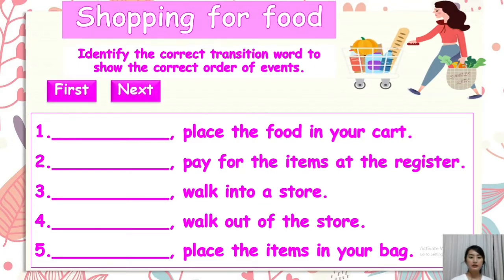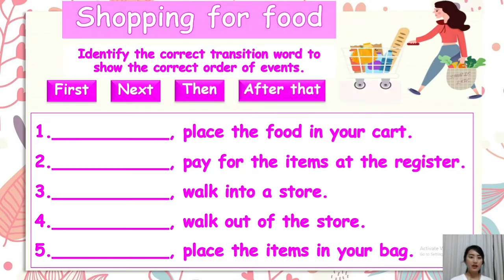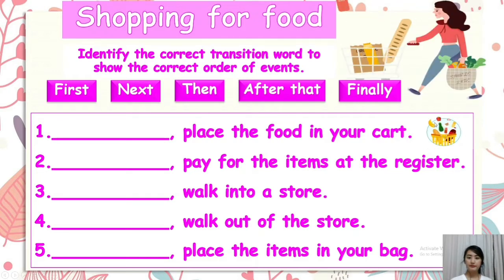First, next, then, after that, finally. So these are the steps that you do when you go shopping for food. So everybody, please read with me. The first one is place the food in your cart. Number 2, pay for the items at the register.